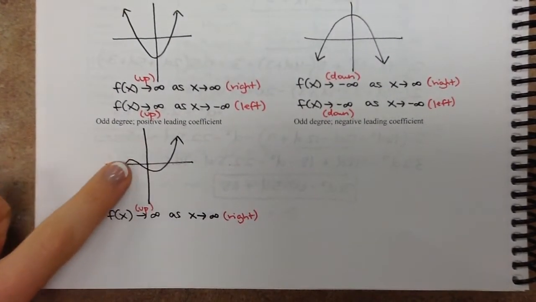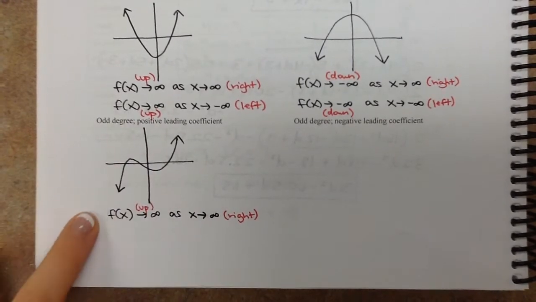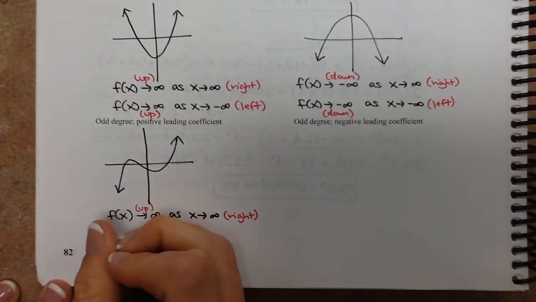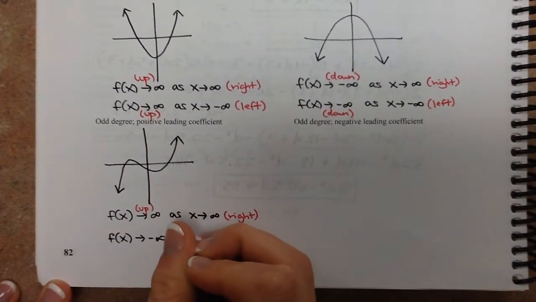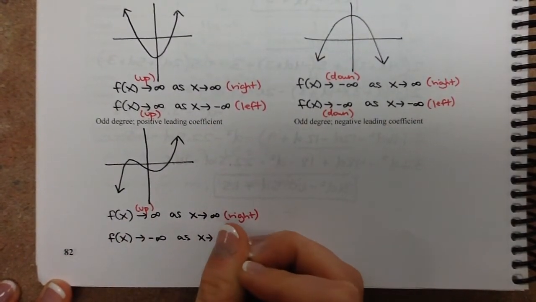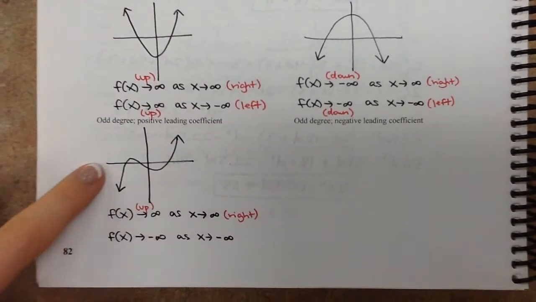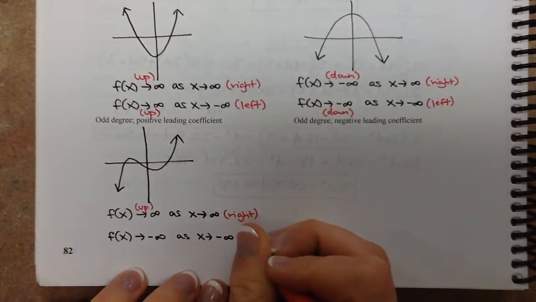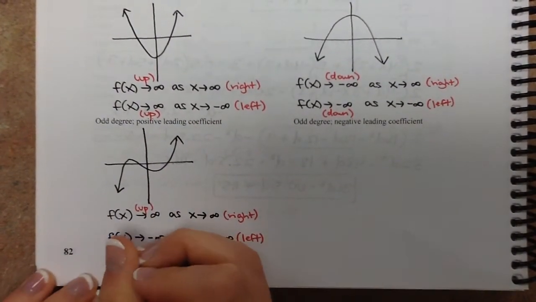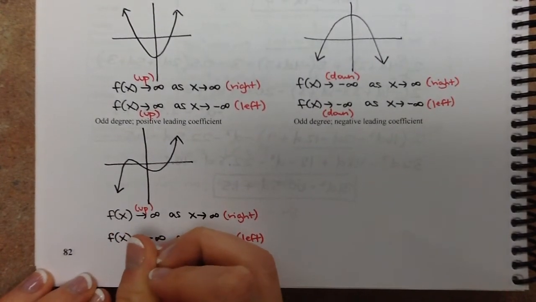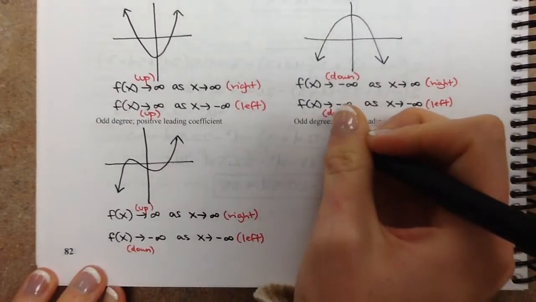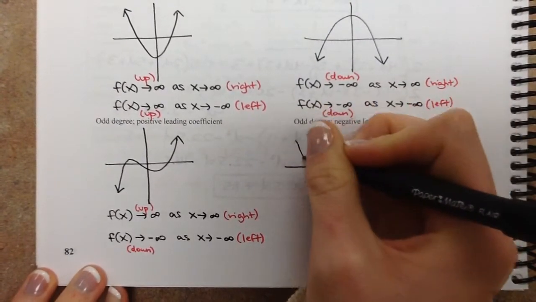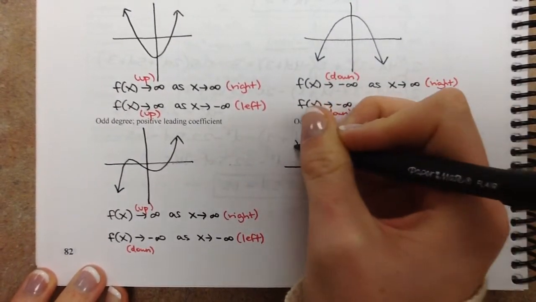Okay, and then on the left side of my graph, I go down. As my x values go down, my y values go down. Okay, so as my graph goes off to the left, my y values go nowhere but down. Okay, and finally, if I have a negative leading coefficient, my graph is going to get flipped upside down, so it'll look something like that.